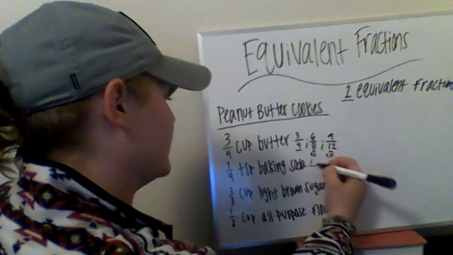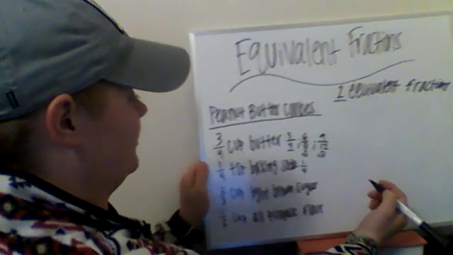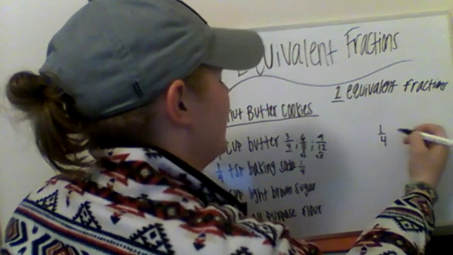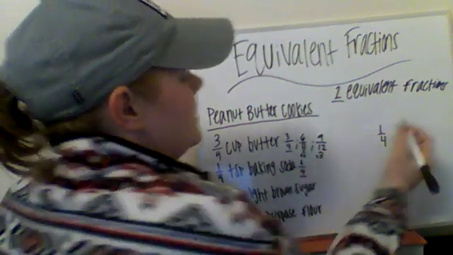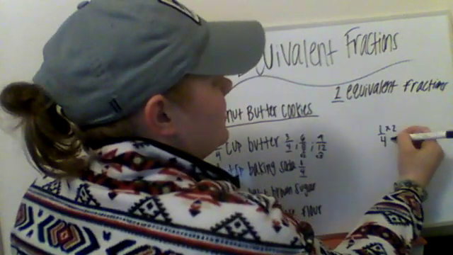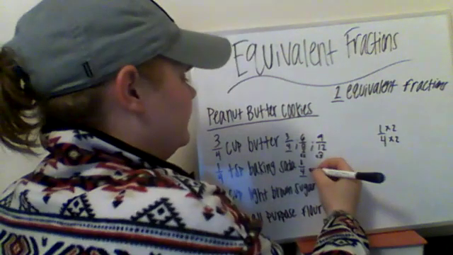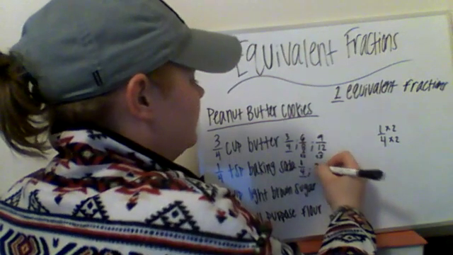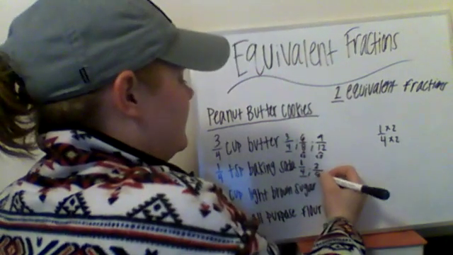Okay, so let's look at our second ingredient. 1/4 teaspoon of baking soda. Because I'm starting out with my base of 1/4, I'm going to multiply my numerator and denominator by 2. 1 times 2 is, I'm sorry, 2. Then 4 times 2 is 8.